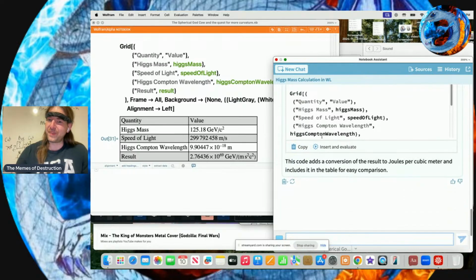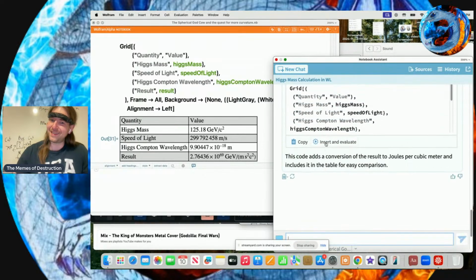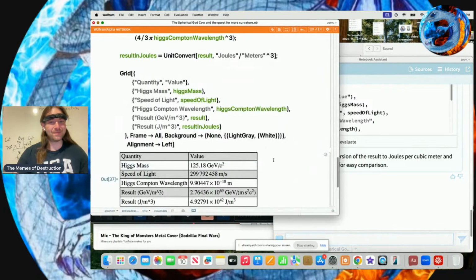All right. So it says it's got the conversion here. All right, let's insert and evaluate. Okay, that looks right. Beautiful.